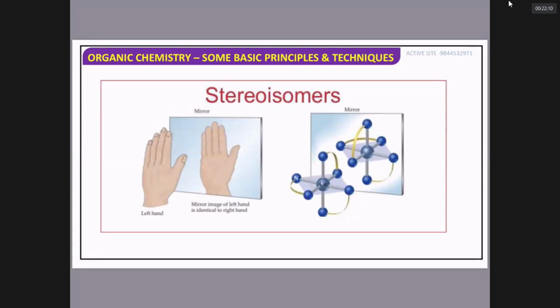Notice both of them also differ in one property. If one molecule which looks like an object rotates plane polarized light in the clockwise direction, the other of the pair rotates plane polarized light in the anti-clockwise direction. What is plane polarized light? Ordinary light vibrates in infinite directions. If ordinary light is passed through a Nicol prism made of CaCO3, you get plane polarized light that vibrates in one direction only. For plane polarized light, one enantiomer rotates in the clockwise direction. Its mirror image, the other enantiomer, rotates in the anti-clockwise direction.